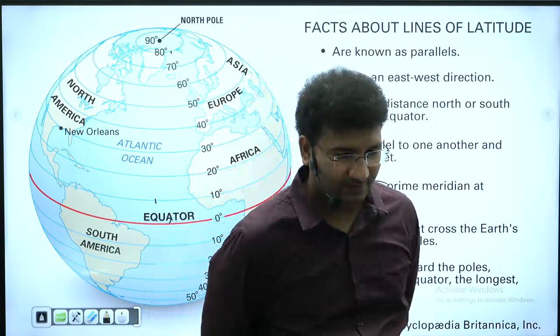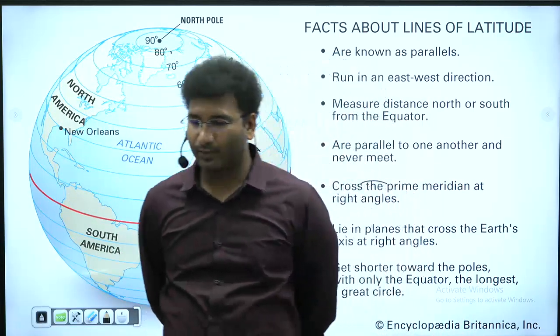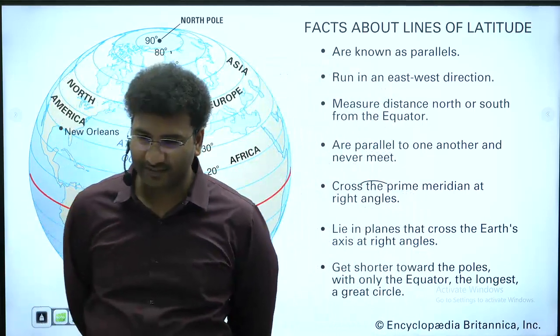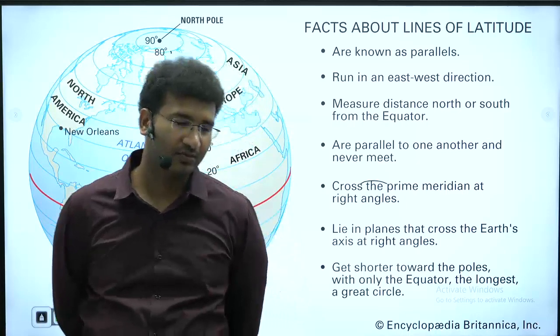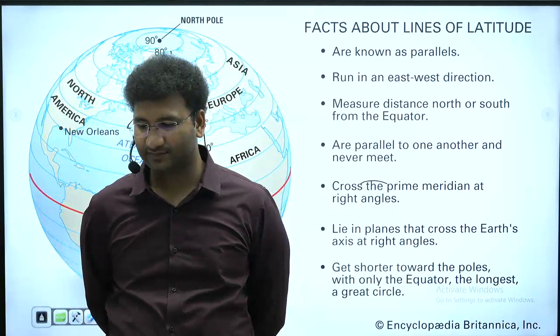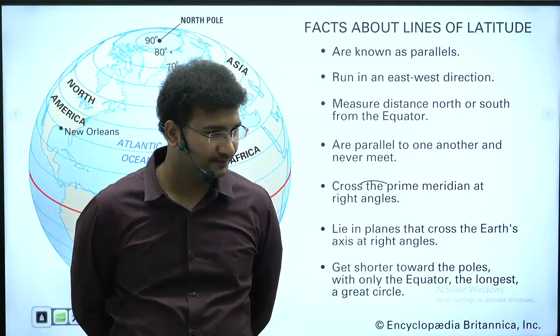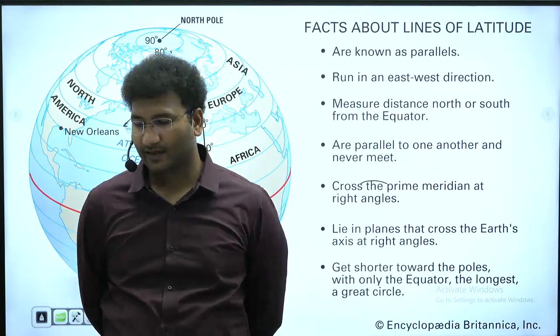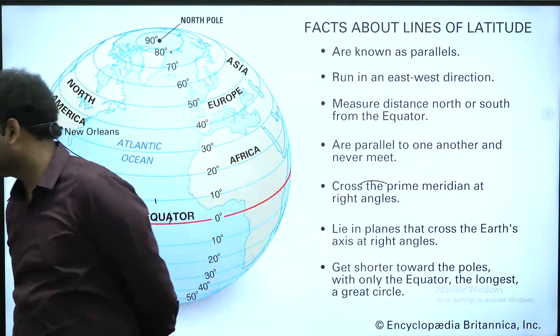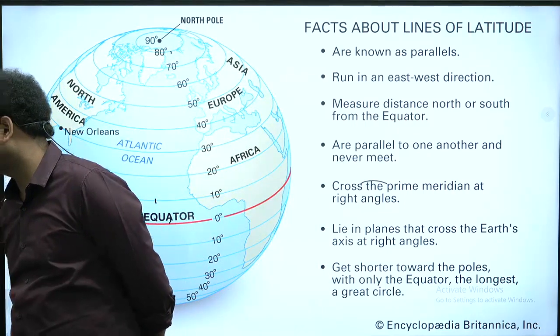Next, poles. Definition of poles. Poles are the 2 points on the earth through which the imaginary axis passes.